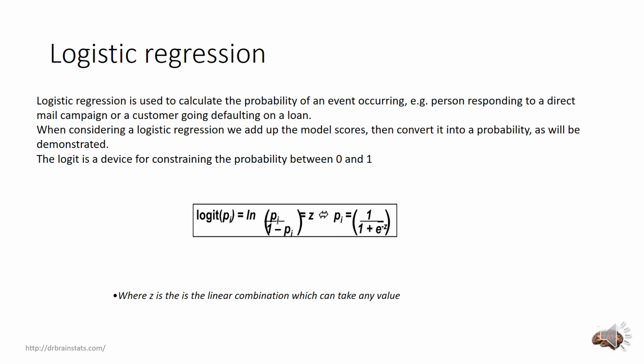Logistic regression. Logistic regression is used to calculate the probability of an event occurring. For example, a person responded to a direct mail or the customer defaulting on a loan. When considering a logistic model, we need to add up the model scores, as done previously, and then convert it into a probability, as will be demonstrated. The logit is a device for constraining the probability between 0 and 1.